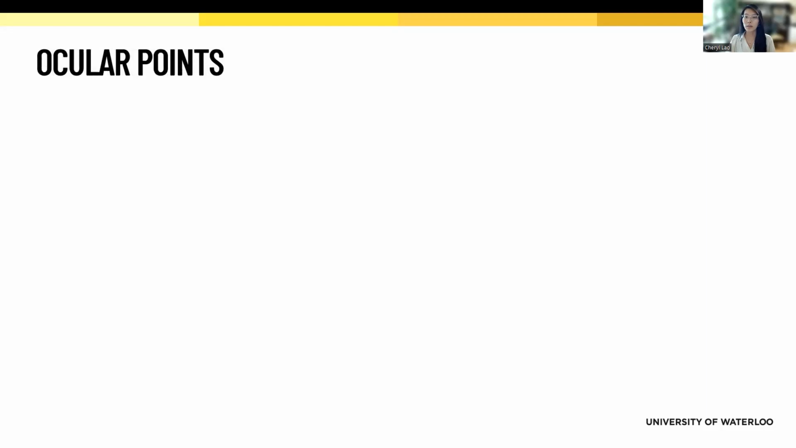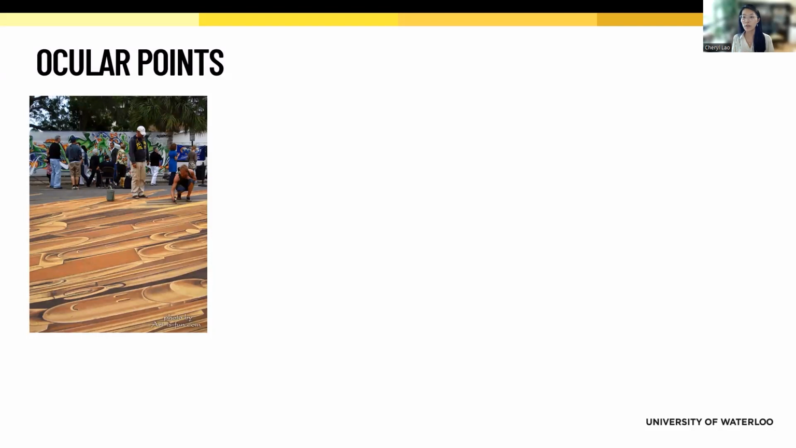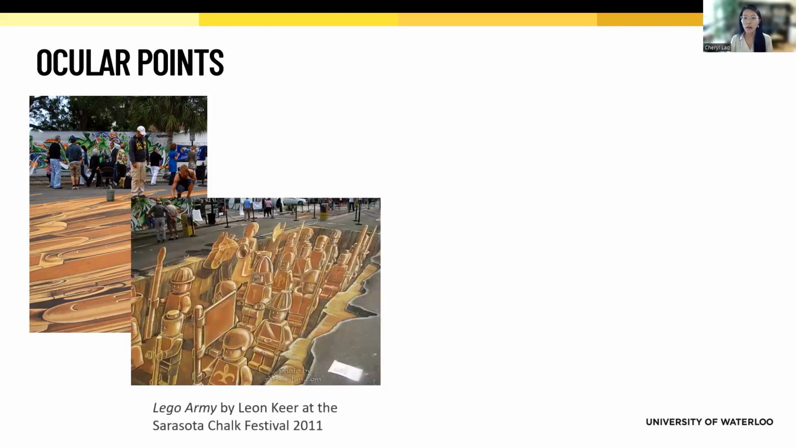So let's go back to some examples of anamorphosis to really drive home the point of specific and generic viewpoints. The specific viewpoint in an anamorphic image is called the ocular point, and it's where you see the anamorphic effect. So here's an example of some anamorphic sidewalk chalk art at a generic viewpoint. So nothing really makes sense, and you know that you need to move to see the effect. And you can see the effect right there.